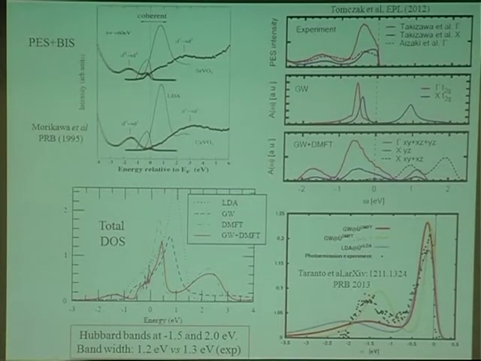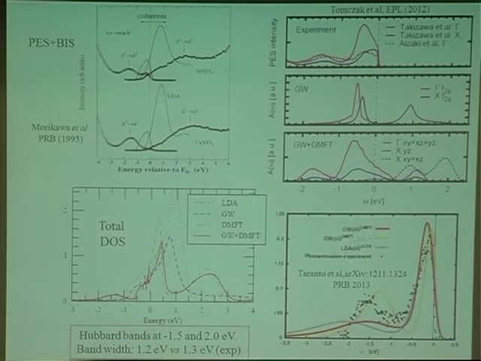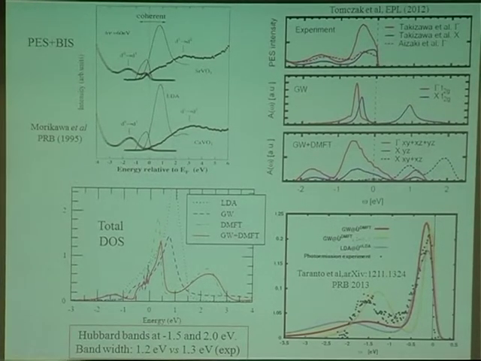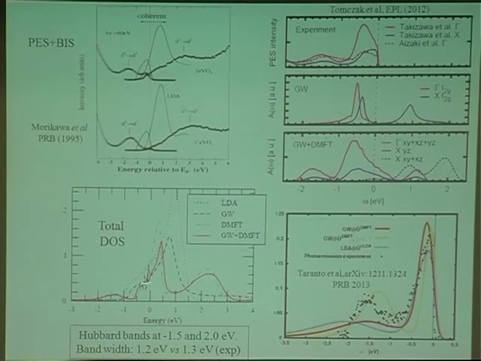So this is a comparison between this photoemission data and the calculated spectra. We think that these are the correct positions for the lower and upper Hubbard bands within the GW plus DMFT scheme. And we also seem to get the correct band narrowing.